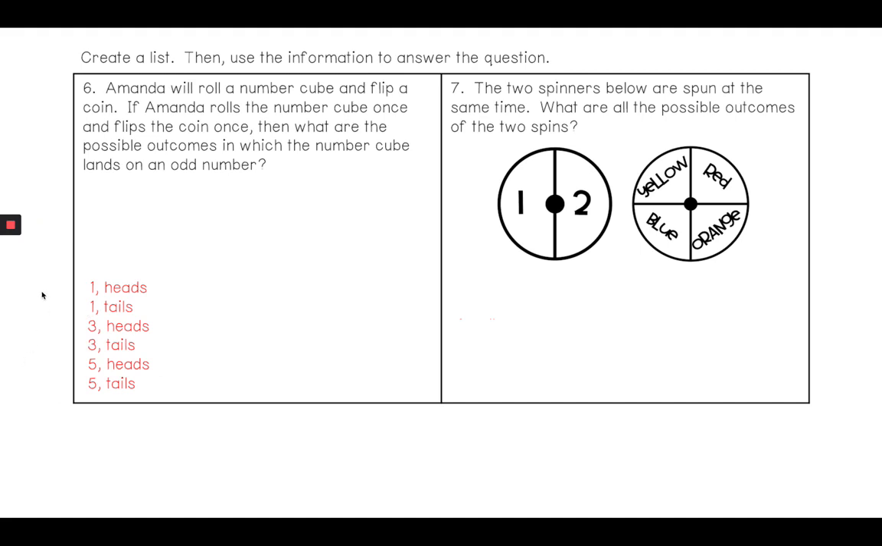Okay, number 7. The 2 spinners here, they're spun at the same time. What are all the possible outcomes of the 2 spinners? So if I list them, I would go ahead and just start out. I could get 1 in yellow, or I could get 1 in red, 1 in blue, or 1 in orange. Now, that was the one thing that could occur. Now, the second one would be 2 in yellow, 2 red, 2 blue, or 2 in orange. Those are the only things that could happen with those 2 spinners.